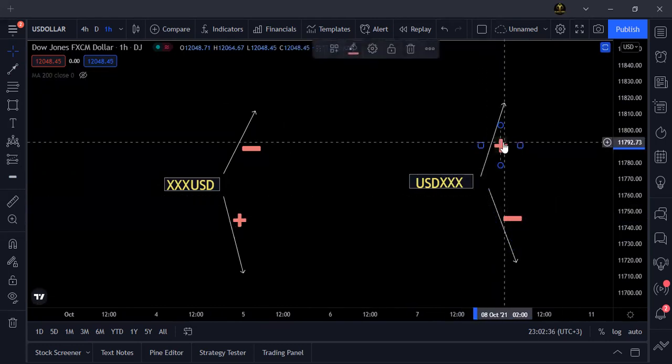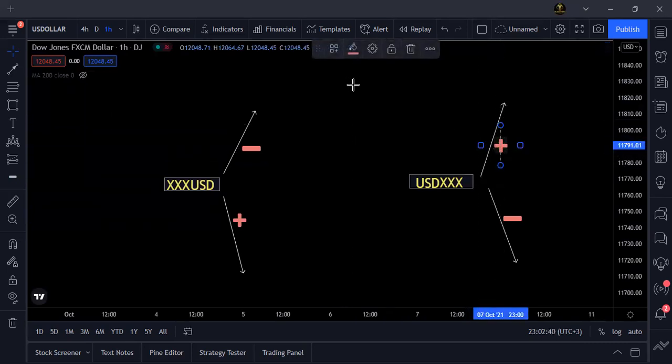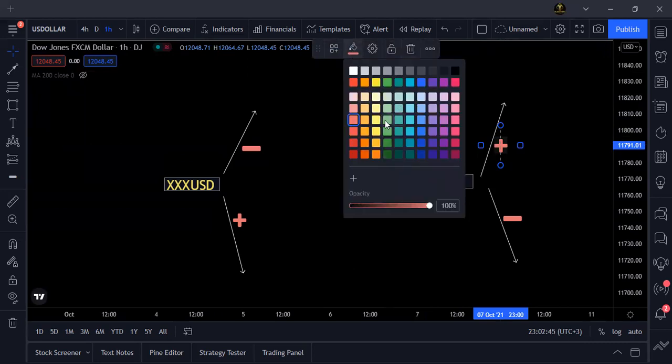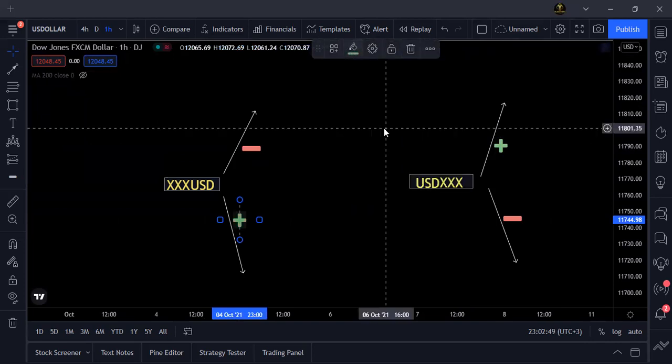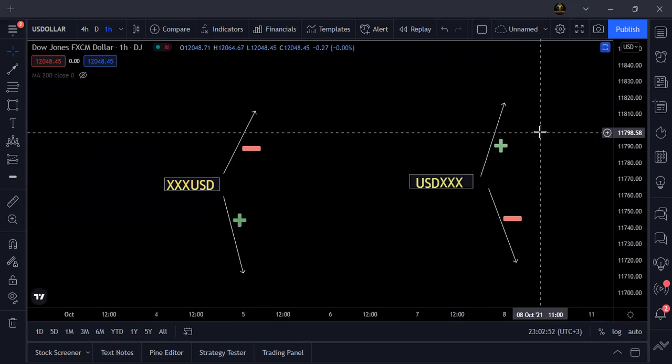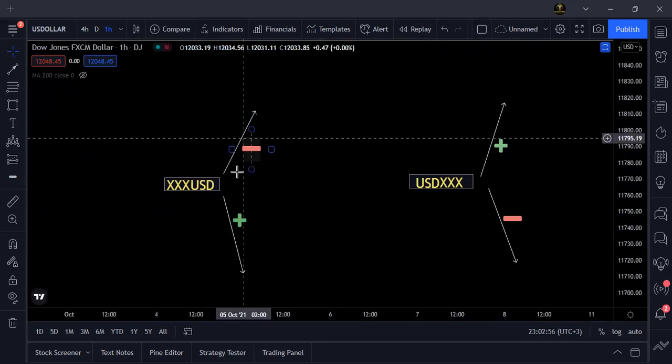So I think I should change the color of this because red is associated with negative. So positive should be something like green. We're digging the vibe.